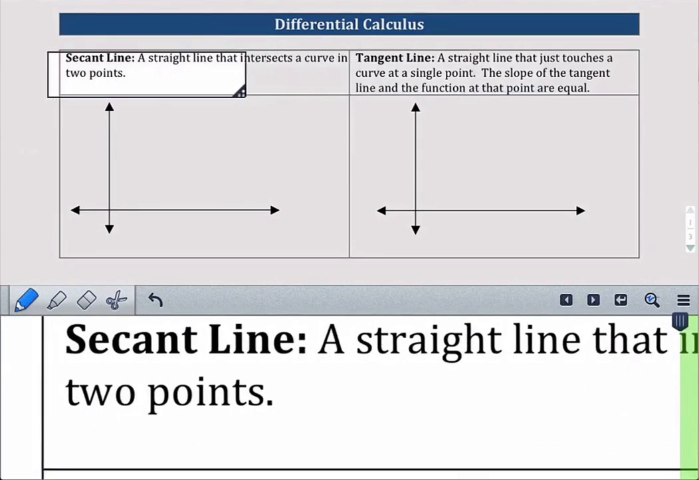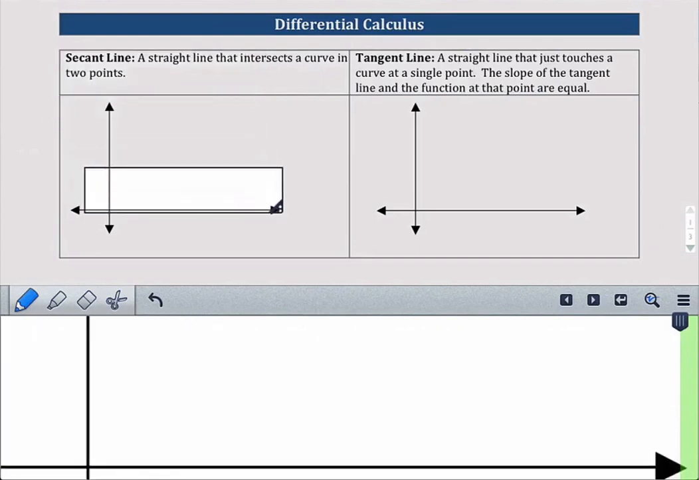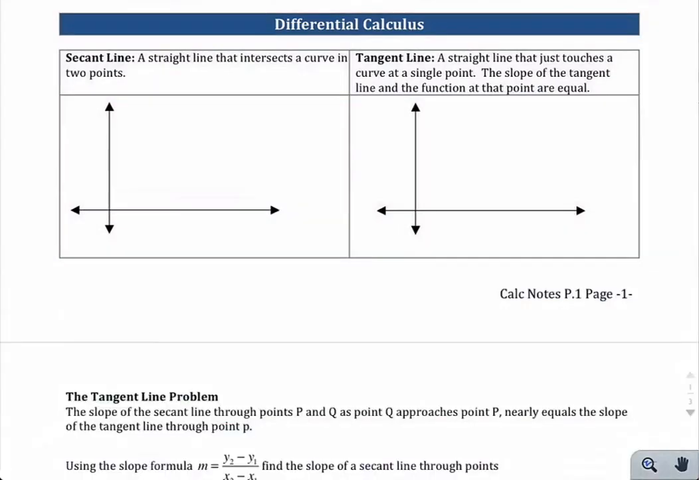So a secant line is a straight line that intersects a curve in 2 points. So if we just take any curve here, our secant line will intersect that curve in 2 points, here and here. Now we can actually find the slope between these 2 points. We could call this x sub 1, y sub 1. We would call this x sub 2, y sub 2.